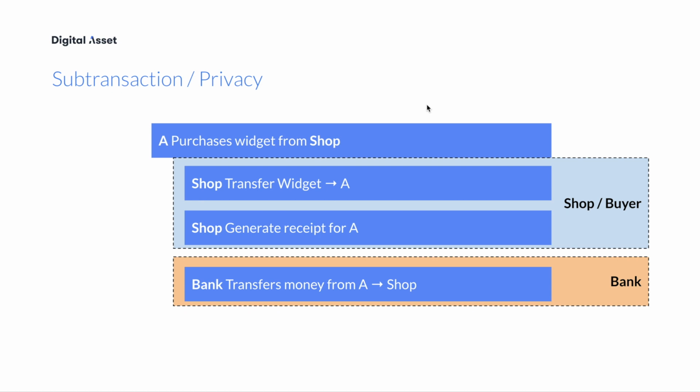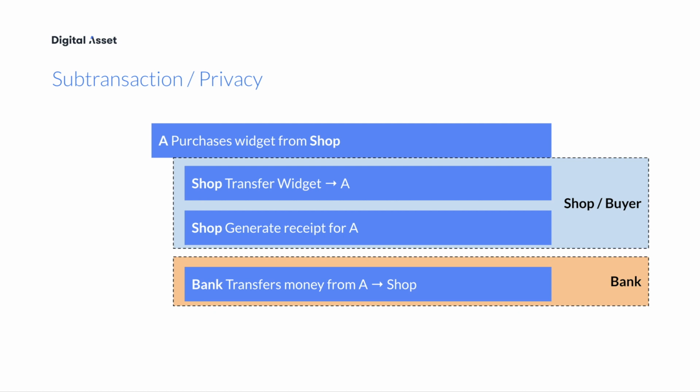Person A buys a widget from a shop. The subtransactions resulting from this are three workflows. The shop transfers the widget to A, the shop creates a receipt for A, and the bank transfers money from A to the shop. These are subtransactions, and all subtransactions should happen atomically, meaning they all happen at the same time, and they either all happen or nothing happens.